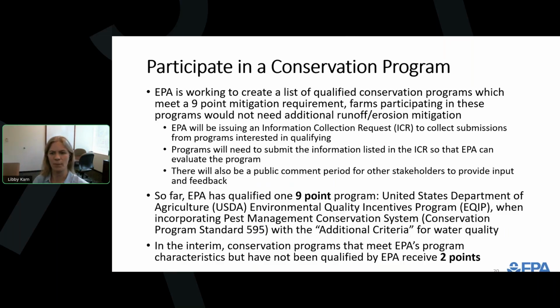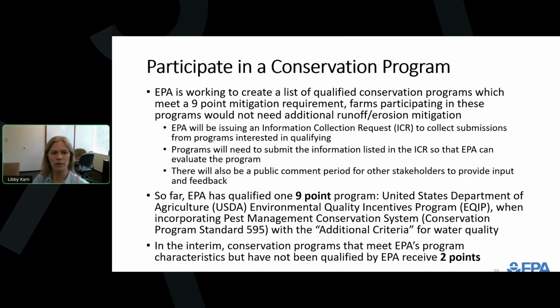EPA received numerous public comments on those strategies. Based on those comments and feedback from stakeholders, EPA has reassessed this mitigation measure. EPA has decided to create a list of qualified conservation programs where farms that have implemented the program's requirements would qualify for the maximum number of points required under the strategies, or 9 points.